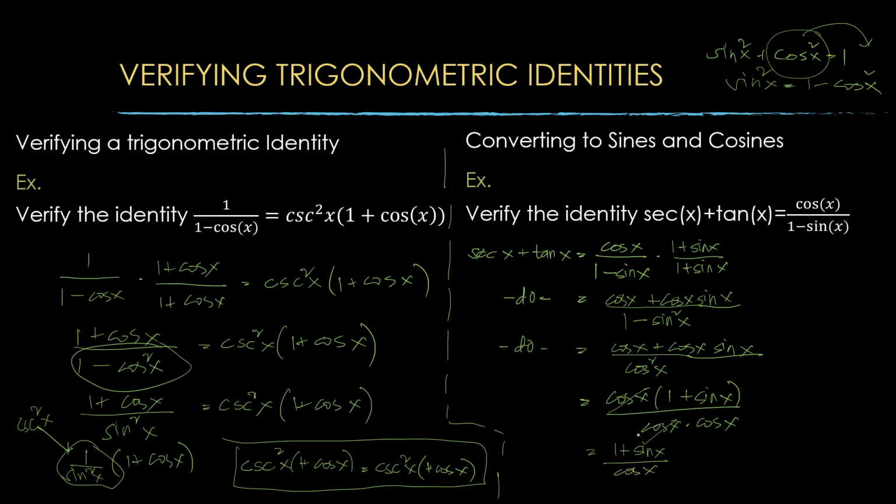Again we now have a fraction. We can chop this one into two. We can have 1 over cosine of x plus sine of x over cosine of x. What is 1 over cosine of x equal to? That's basically equal to secant of x. And sine over cosine, that's basically equal to tangent of x. So therefore, they are indeed the same: secant of x plus the tangent of x.